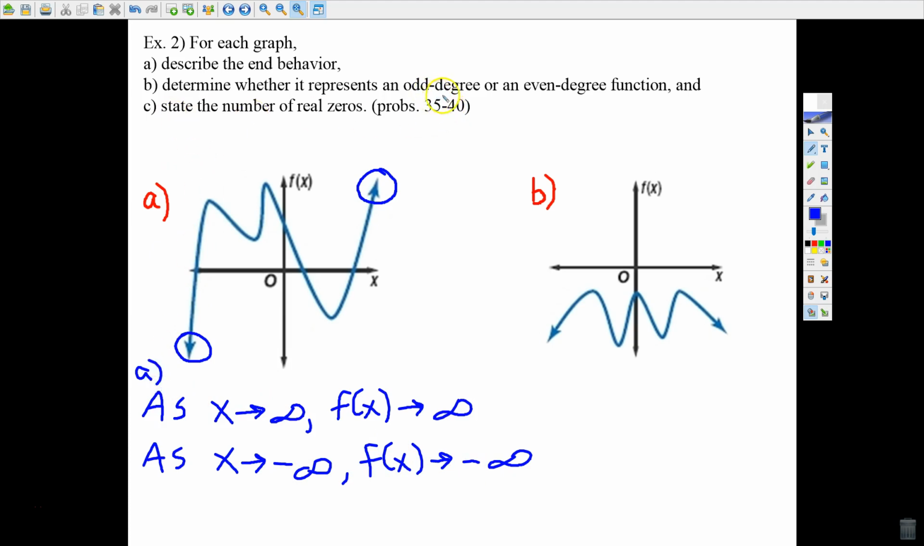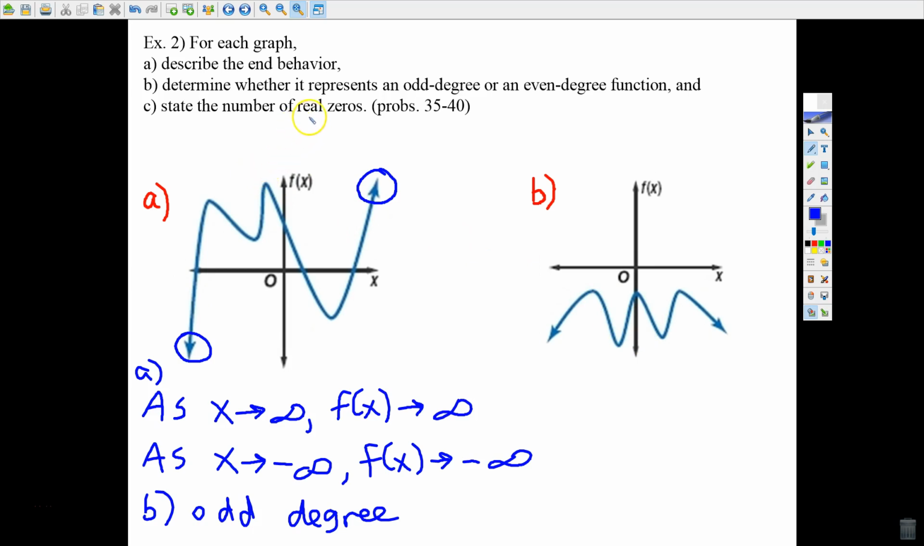On part B, we haven't really talked about odd degree or even degree, but that's a pretty simple concept. Just think this. If the right side and the left side are going in opposite directions, and that's what's happening here, right side's going up, left side's going down, just think opposite, odd. So letter A is going to be an odd degree function. If the right side and the left side are moving opposite directions, it's got to be odd. Letter B, you can see that they're going in the same direction. They're both going down, so this would be an even degree function.